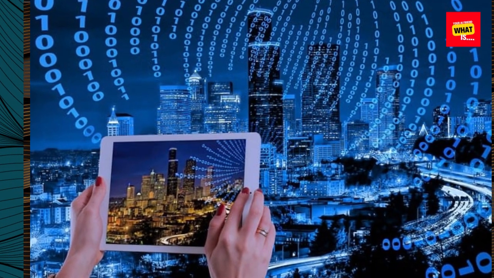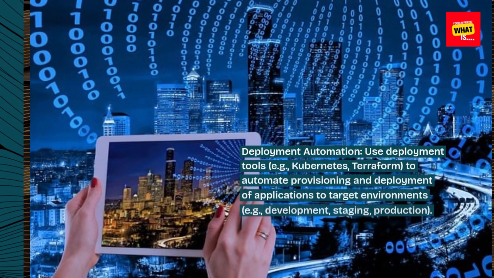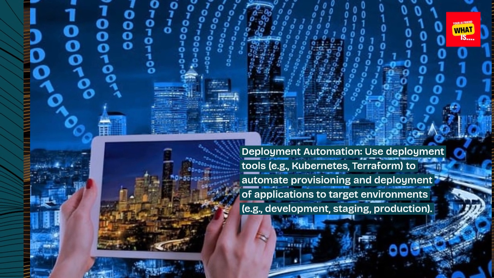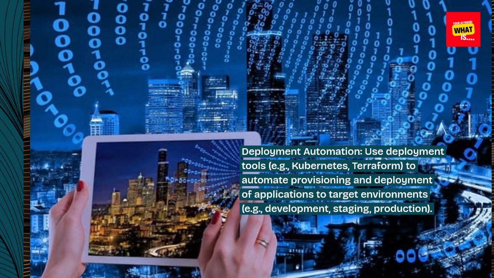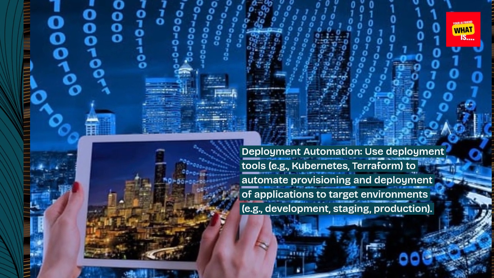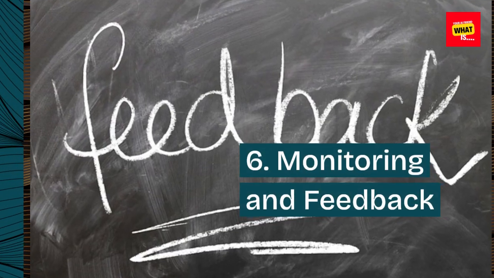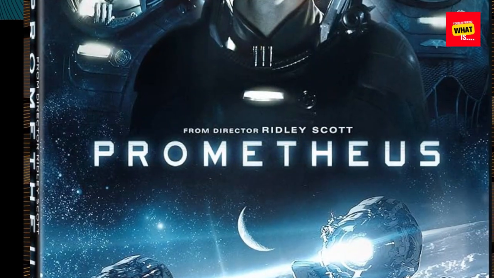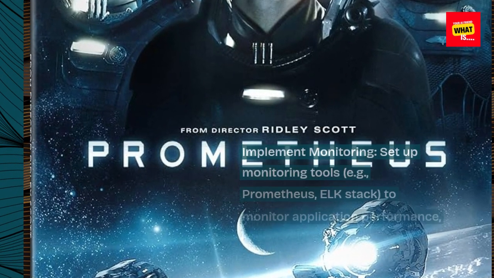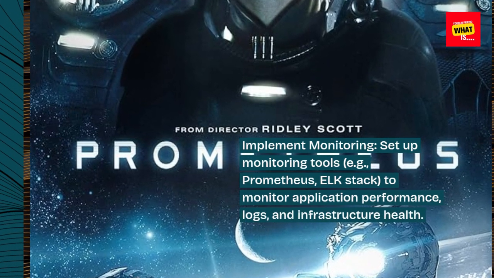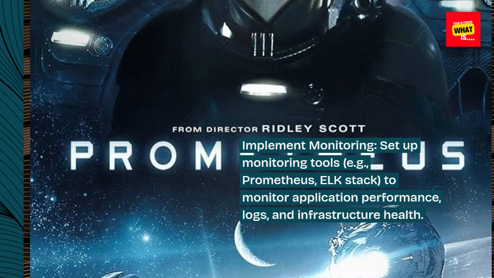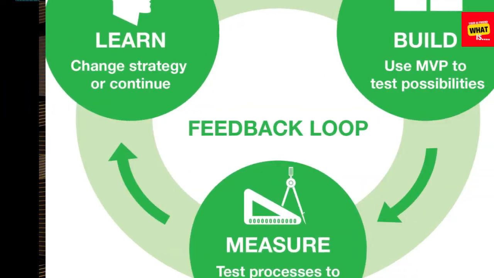Deployment automation. Use deployment tools, e.g., Kubernetes, Terraform, to automate provisioning and deployment of applications to target environments, e.g., development, staging, production. 6. Monitoring and feedback. Implement monitoring. Set up monitoring tools, e.g., Prometheus, ELK Stack, to monitor application performance, logs, and infrastructure health.